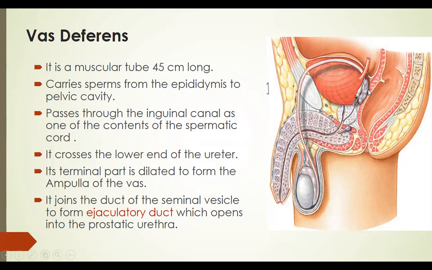If you see here, beside that is the seminal vesicle, to form the ejaculatory duct. So the duct of the vas deferens joins with the duct of the seminal vesicle to form the ejaculatory duct. Now this is the ejaculatory duct. So the two ducts join together to form a single duct. This is called the ejaculatory duct, which opens into the prostatic urethra. It passes through the prostate and then opens into the prostatic urethra.